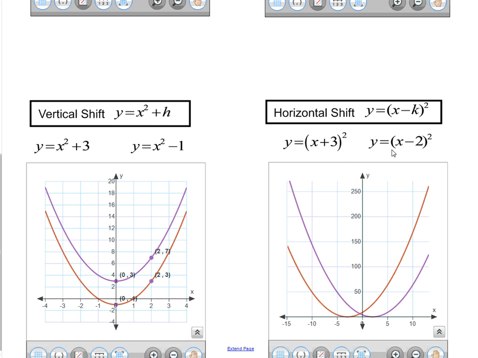Our other graph, y equals x minus 2 squared, would be shifted with our vertex at the point 2, 0, because if x equals 2, y equals 0 squared. So we can see that the difference between these two particular functions is that our graphs will shift left or right. We can use these facts to help us graph functions, which we'll do in a moment in our next video.